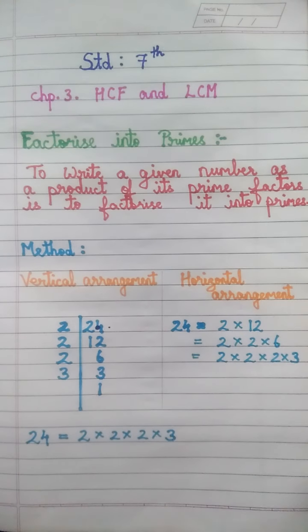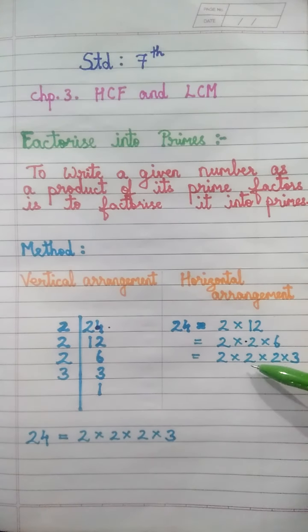Now let's see the horizontal arrangement. 24 is equal to, we know 2 into 12. 2 keep as it is. Now 12 is a composite number. So the prime factors cannot be a composite number. So we have to factorize 12 now. 12 is 2 into 6. 2 into 2 into 6 is the second step.